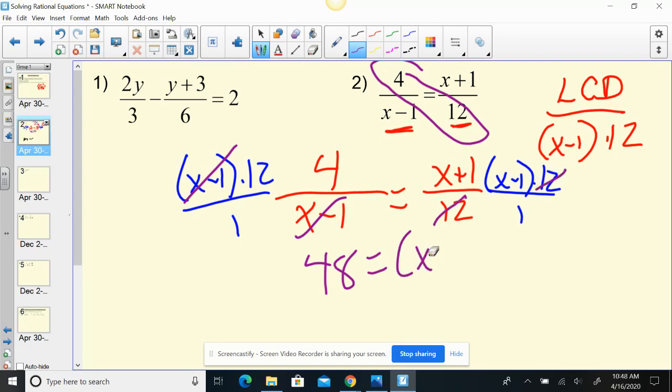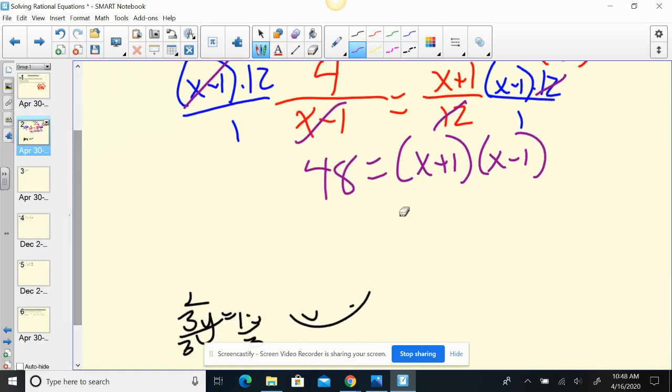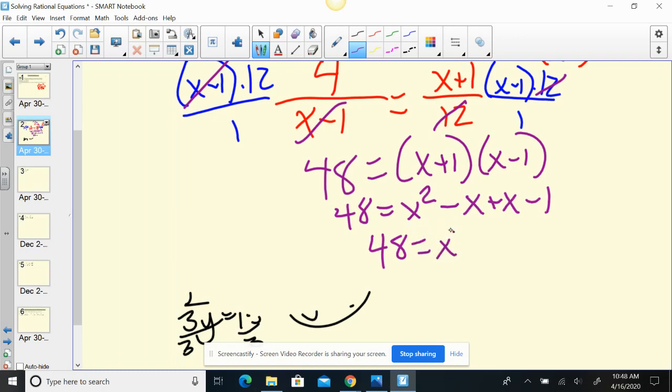But over here, we'd get x plus 1, x minus 1. So you should be thinking difference of squares there. So now I'm just going to go ahead and FOIL that. So I'd have x squared minus x plus x minus 1 equals 48. So combine your like terms over here, and these go away.